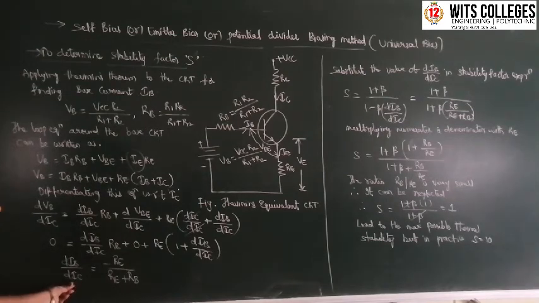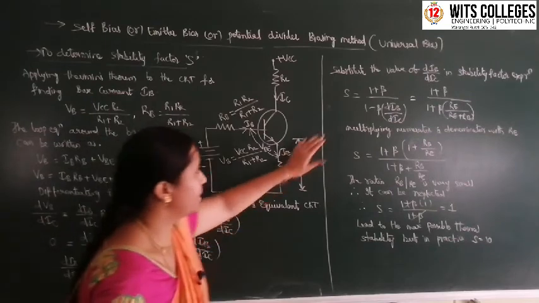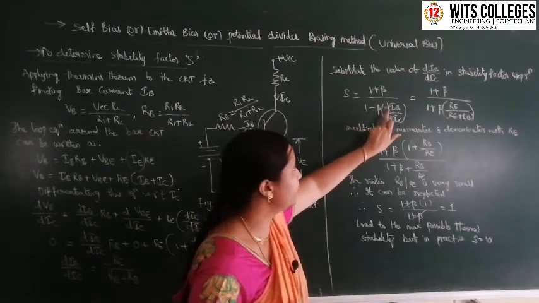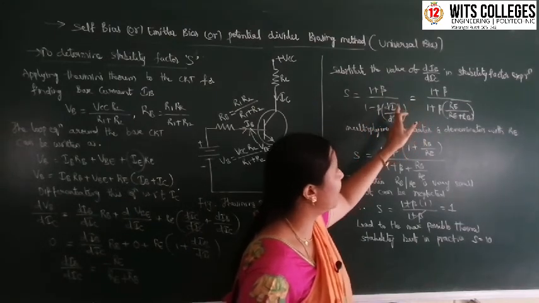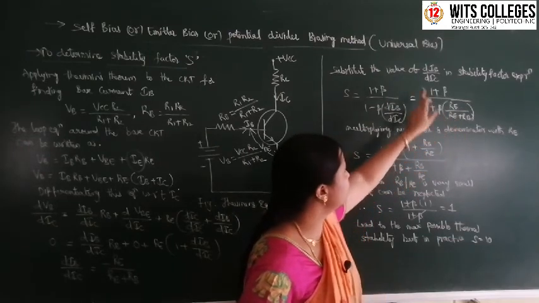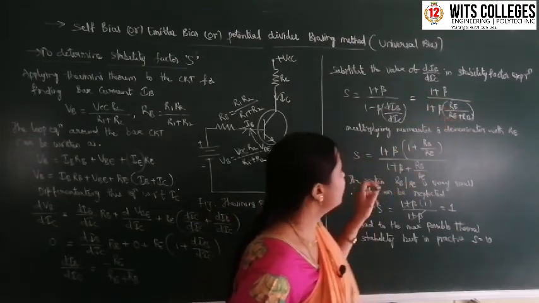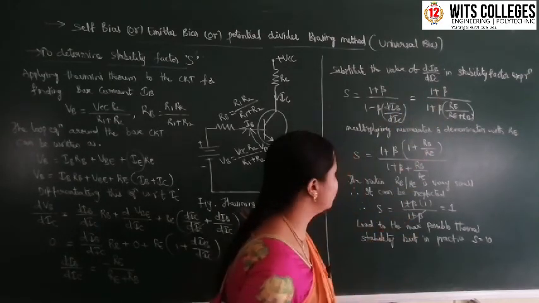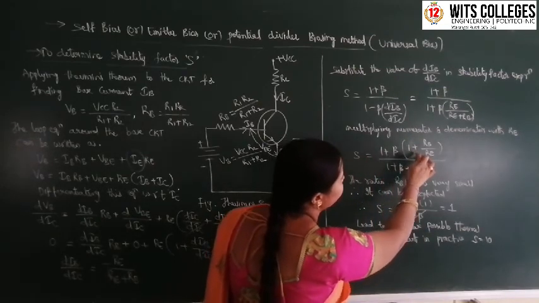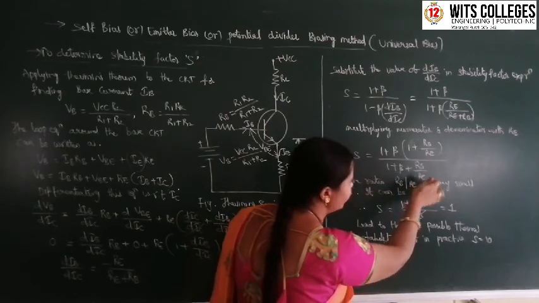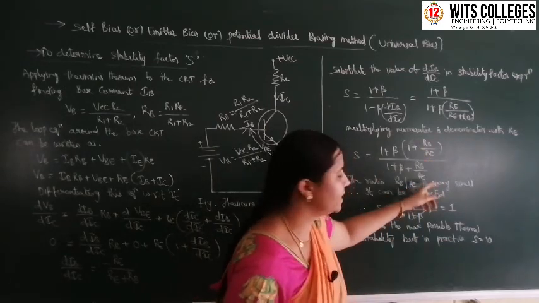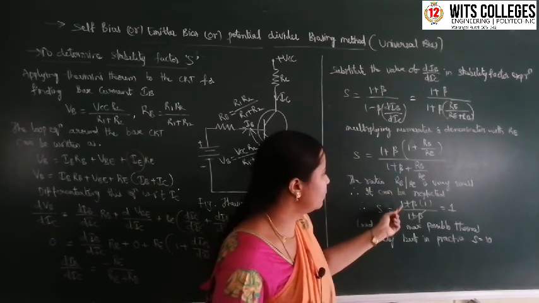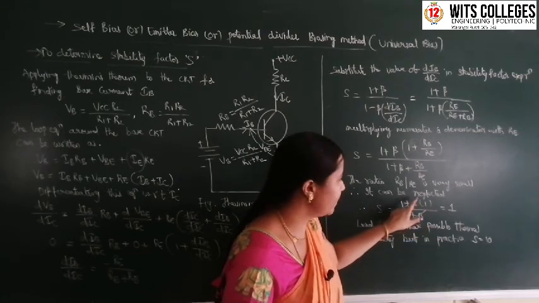If you substitute dIB by dIC in the stability factor expression, S equals 1 plus beta by 1 minus beta into dIB by dIC, where dIB by dIC equals minus RE by RE plus RB. Multiplying numerator and denominator with RE, you will get S equals 1 plus beta into 1 plus RB by RE, divided by 1 plus beta plus RB by RE. The ratio RB by RE is very small, so if you neglect RB by RE, you get S equals 1 plus beta into 1 by 1 plus beta. So 1 plus beta gets cancelled.